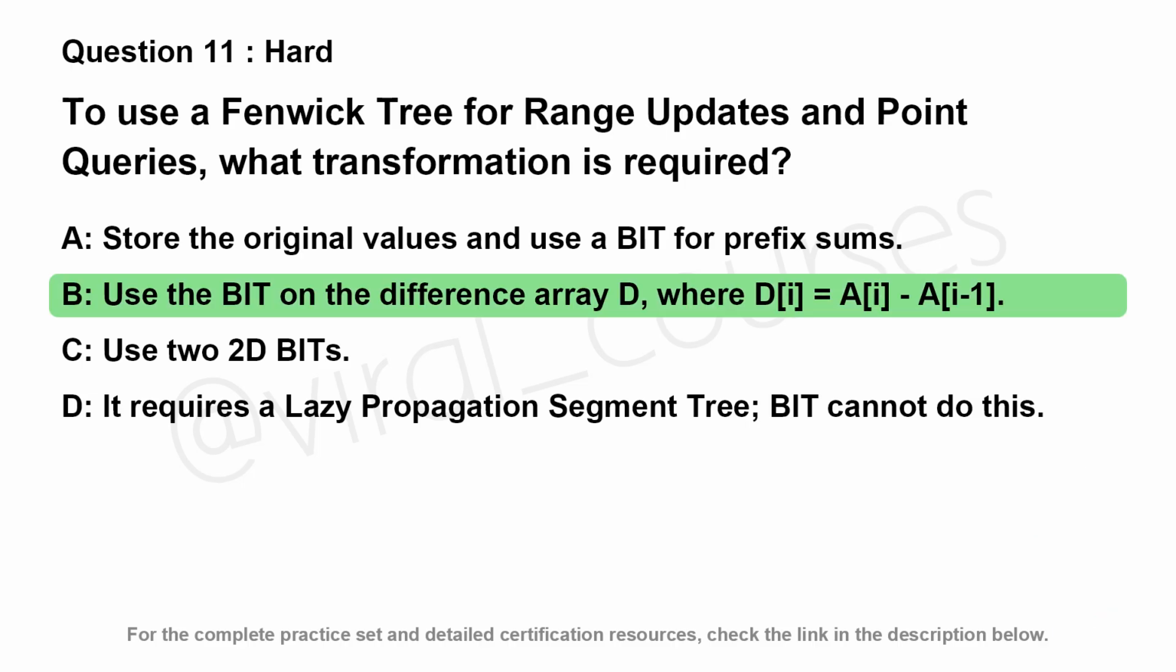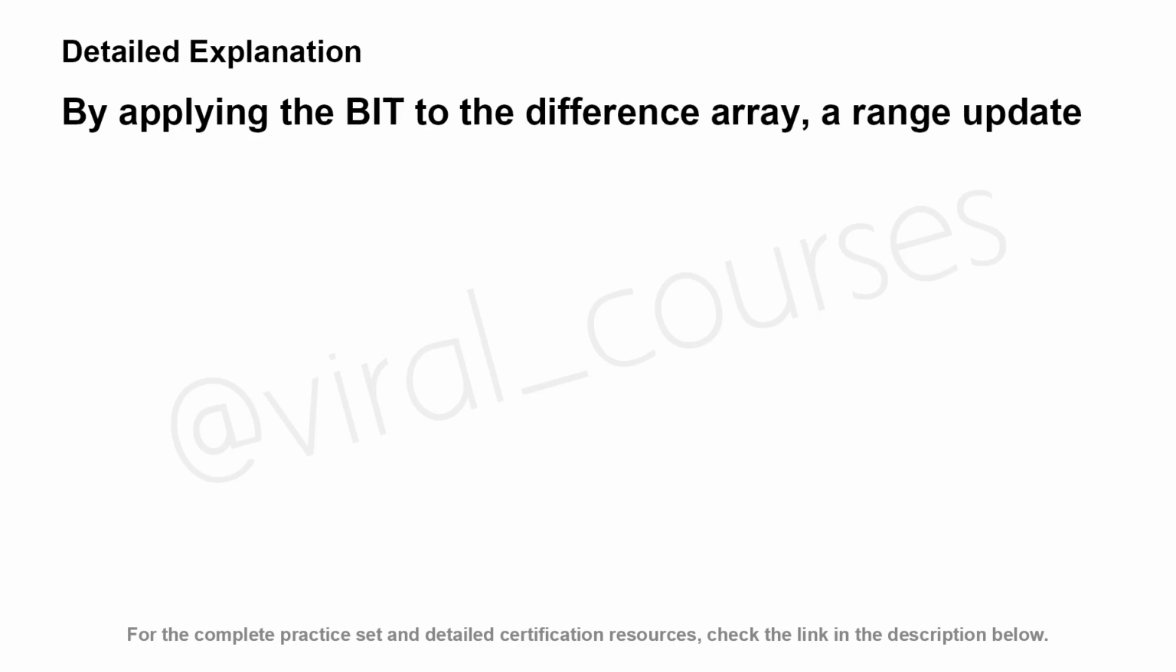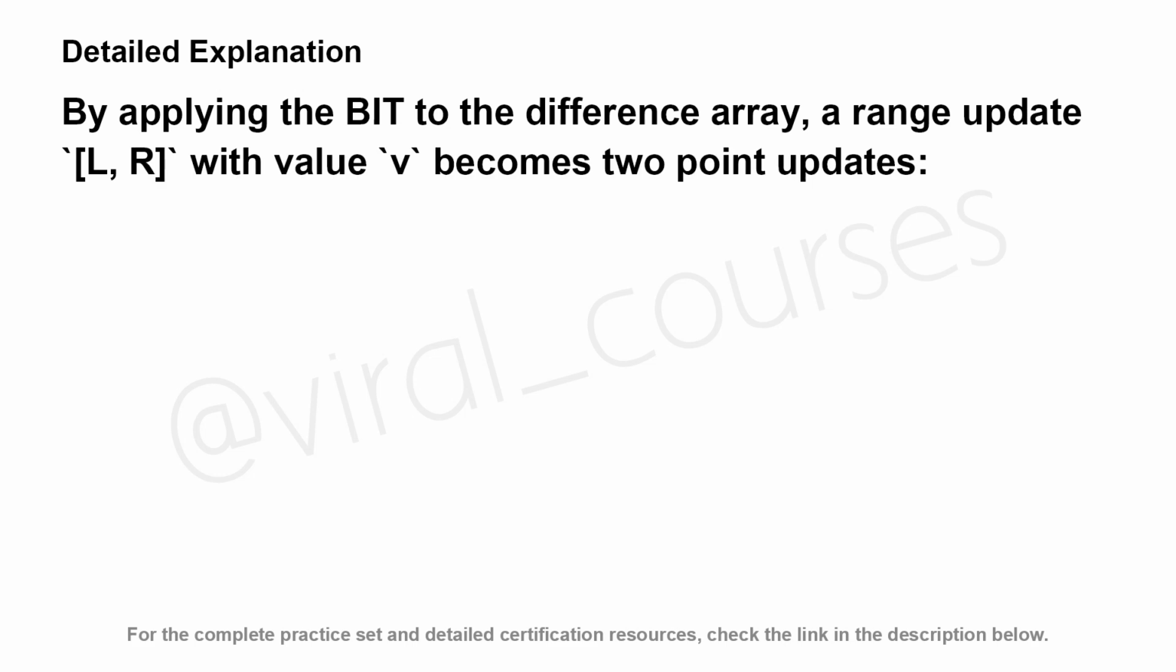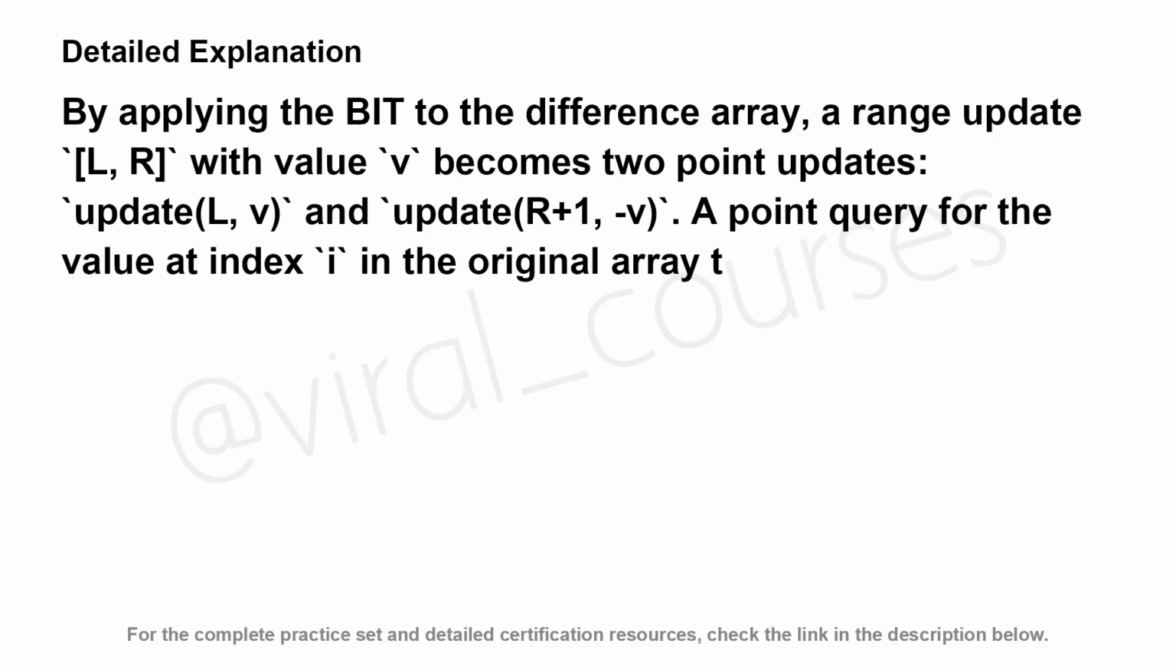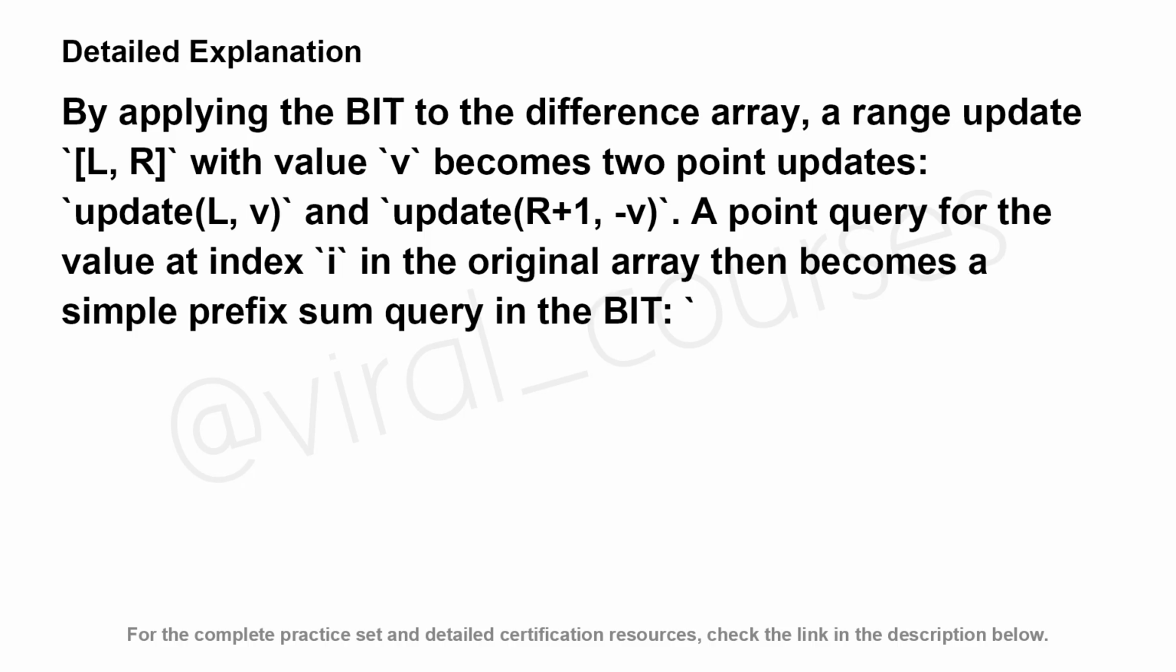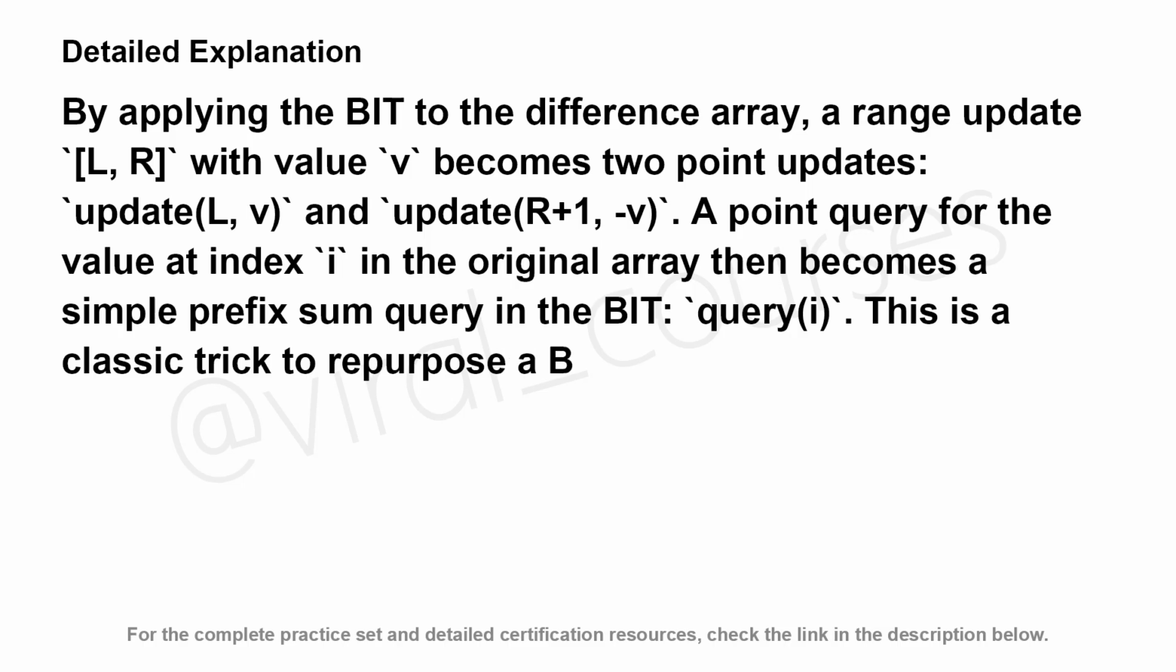The correct answer is B. By applying the BIT to the difference array, a range update (L, R) with value V becomes two point updates: update(L, V) and update(R+1, -V). A point query for the value at index i in the original array then becomes a simple prefix sum query in the BIT, query(i). This is a classic trick to repurpose a BIT for range updates.